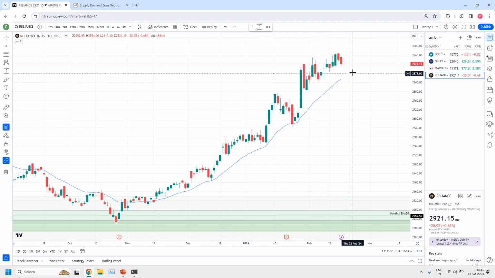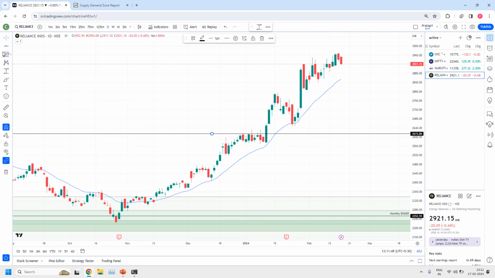Now we have to see whether prices will come and get support here, or some kind of consolidation will take place and the moving average reaches that level. That we have to see. See, anything can happen in general. See here, this is a best example. This is a best example for consolidation.